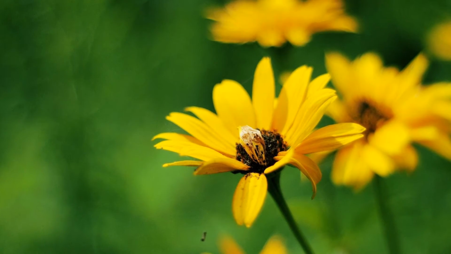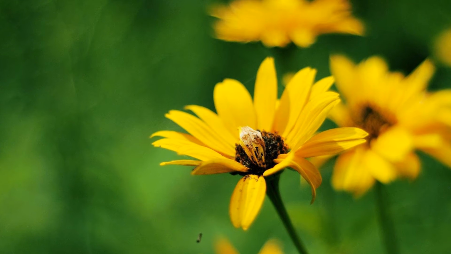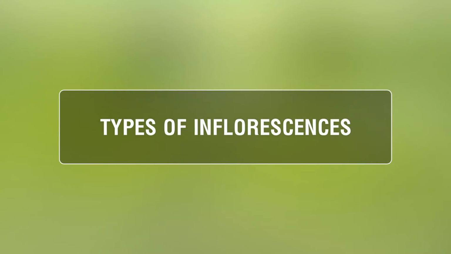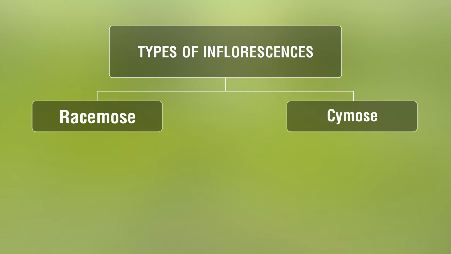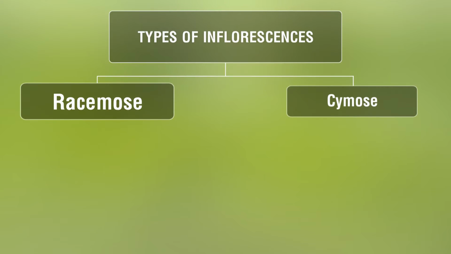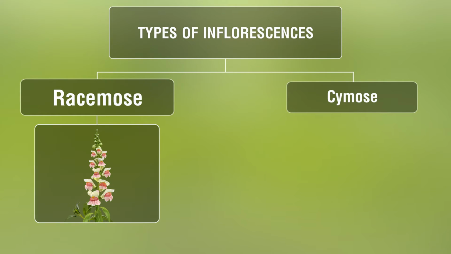Based on the sequence of development of flowers on the peduncle, the inflorescences are of the following kinds: racemose and cymose. Now let us focus on racemose. The main axis continues to develop indefinitely, bearing flowers either on its own surface or on its branches. The oldest and first to mature or open flowers are those developed at the lowest.